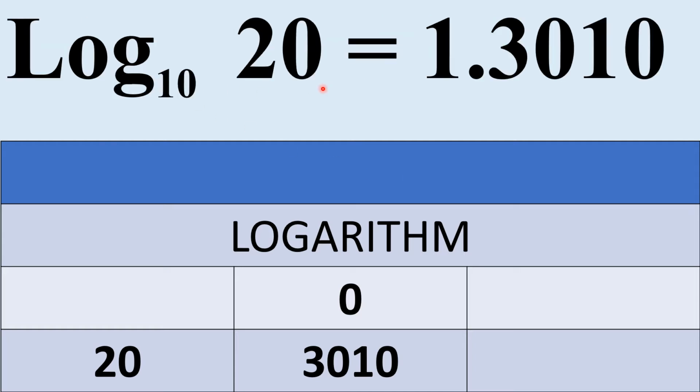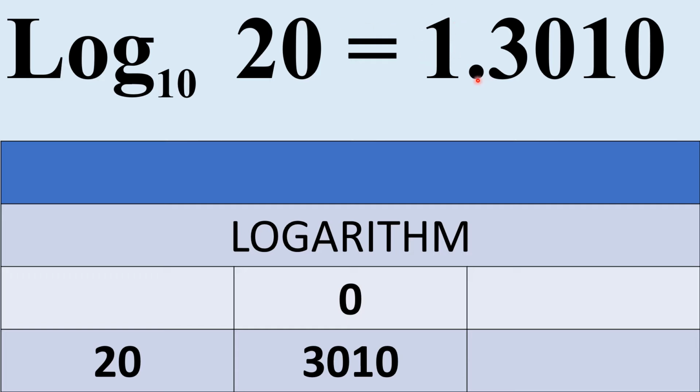Value of log 20 is 1.3010. Here 1 is the characteristic and 3010 is the mantissa. How to write this characteristic 1? After the 20 decimal is there, and on the left of the decimal 2 digits are there. From that 2 you have to subtract 1. So whatever the number of digits are there, from that we have to subtract 1. So from 2 if we subtract 1, we will get 1. So 1 is the characteristic.